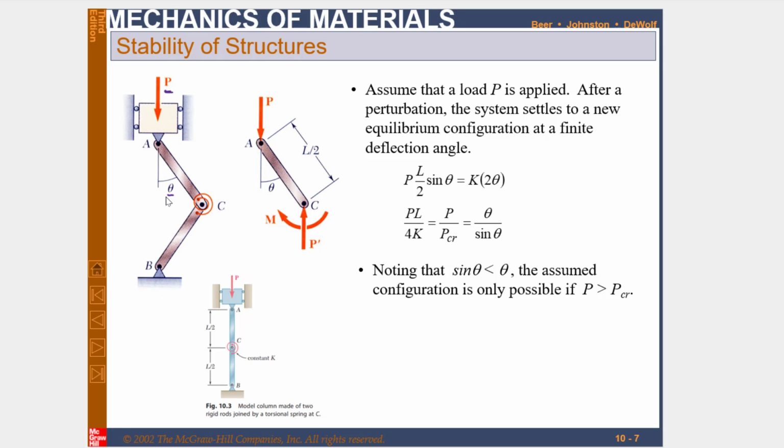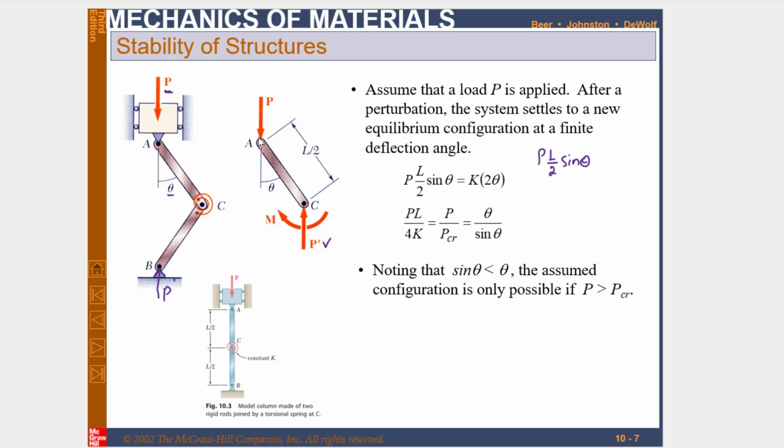If you want to analyze it, we will take this rod AC and bring it into equilibrium condition. How will you bring it into equilibrium? If you move this load that is acting at point B to point C, that is P dash. So there will be a reaction moment as well, which we have already discussed. Now you can see due to this P and P dash there will be a moment, and that moment is equal to P into L by 2 sine of theta.